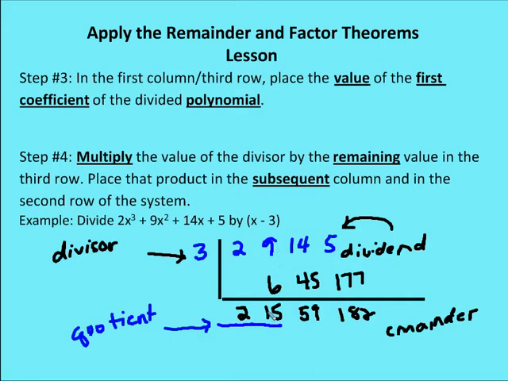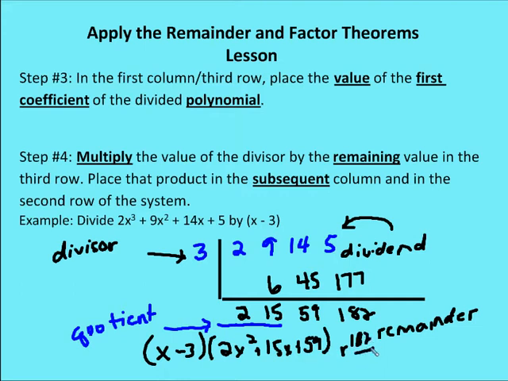9 plus 6 is 15. I multiply 3 times 15, I get 45. Add 45 to 14, 59. 3 times 59, I get 177. I add 5 to 177. 182 is my remainder. Okay. So my resultant value is going to be: I have my divisor of x minus 3, and it's going to be multiplied by 2x squared plus 15x plus 59, and that's going to have a remainder of 182 over x minus 3.